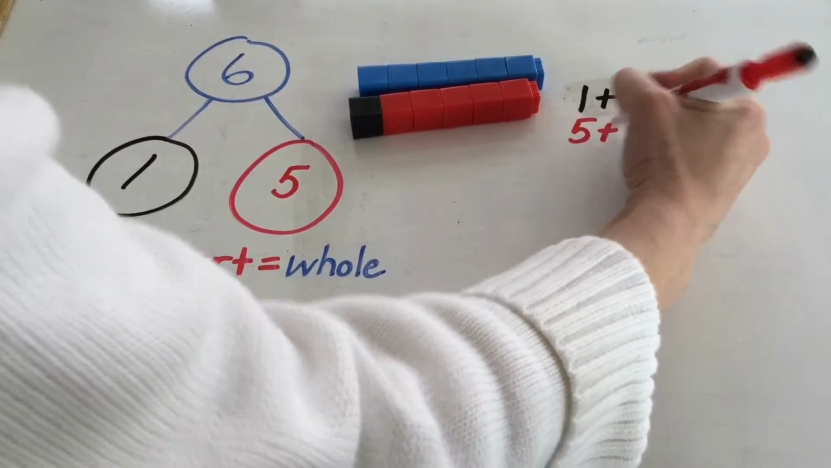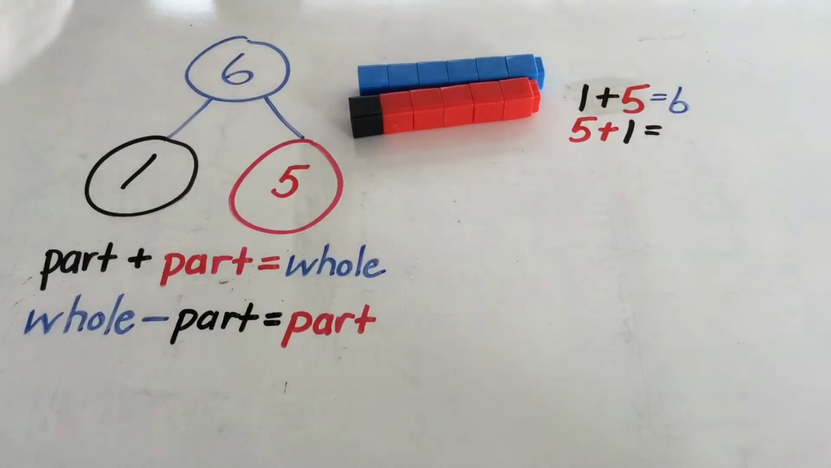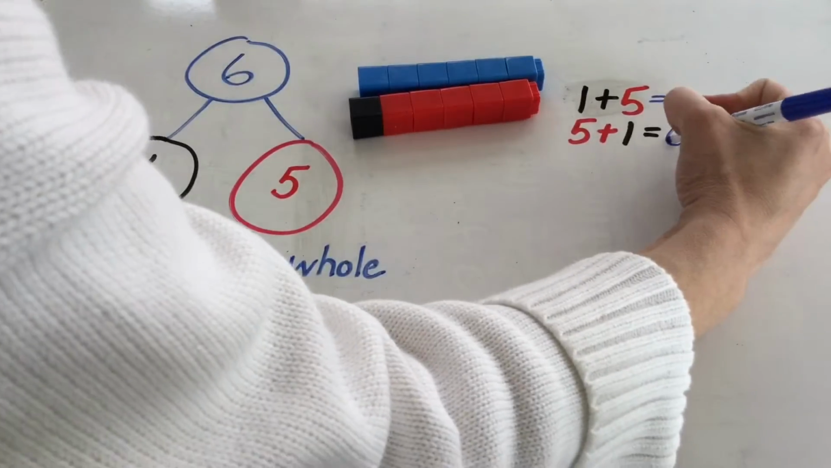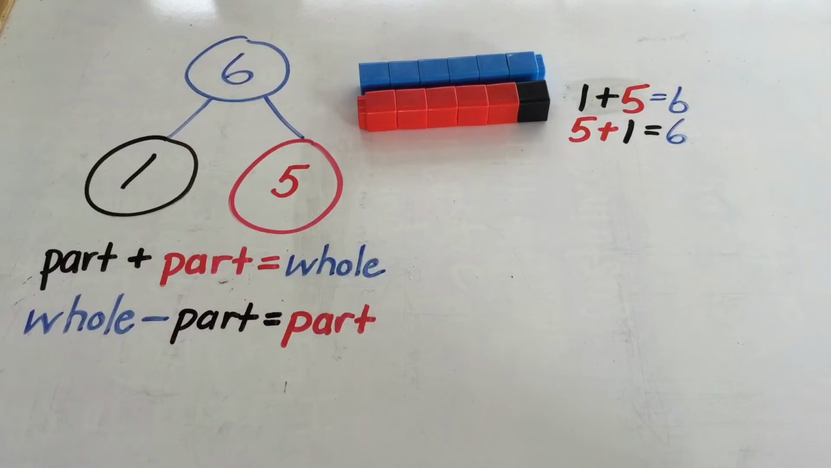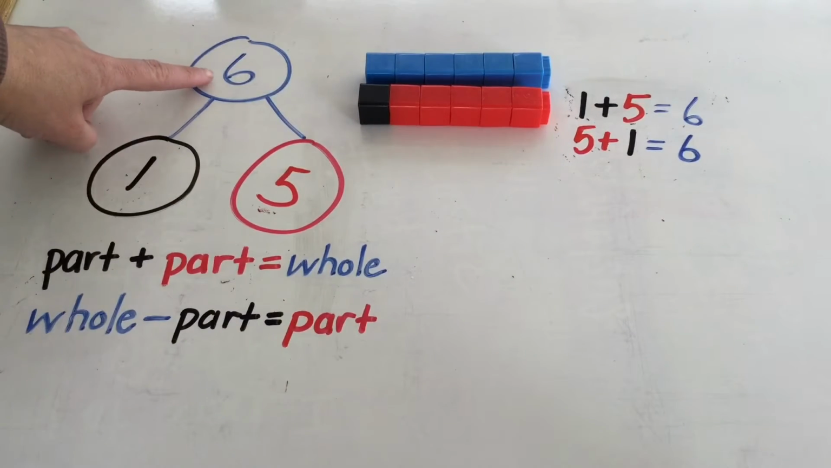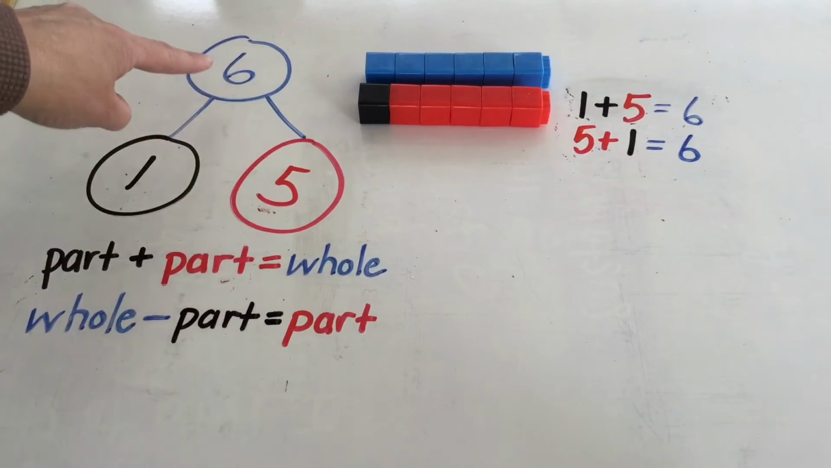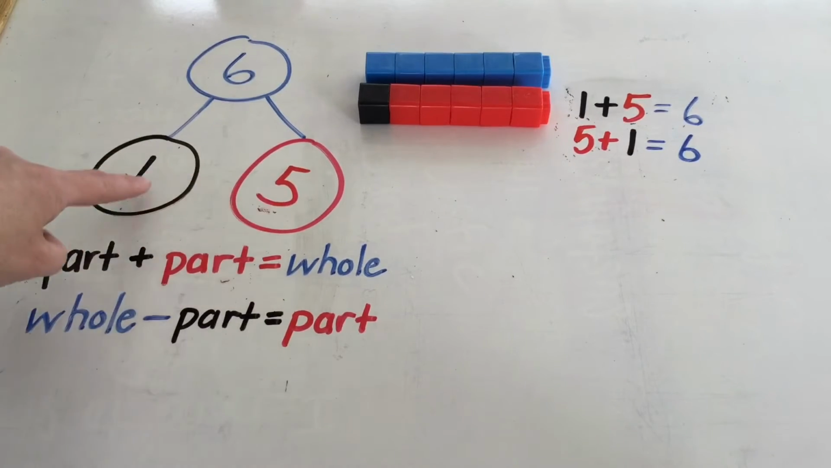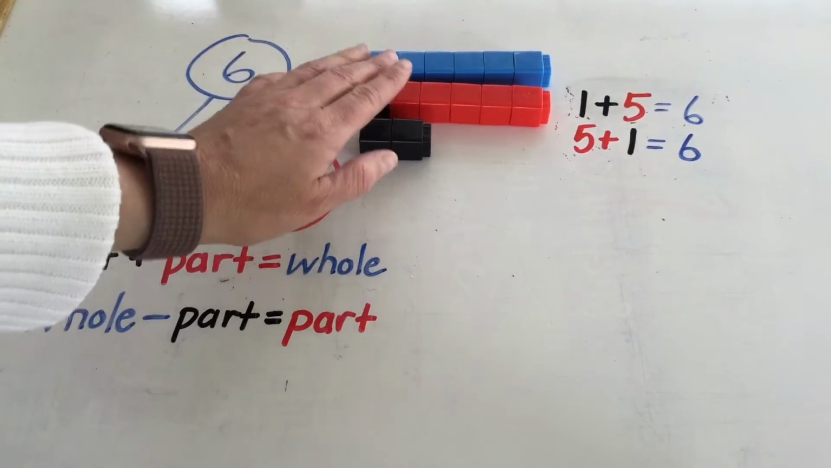And due to the commutative property of addition, I can switch my parts. 5 plus 1 equals 6. So I've come up with one set of addition sentences that equal 6 using the parts 5 and 1. Now, I wonder if I can figure out another way besides 5 and 1 to make 6.